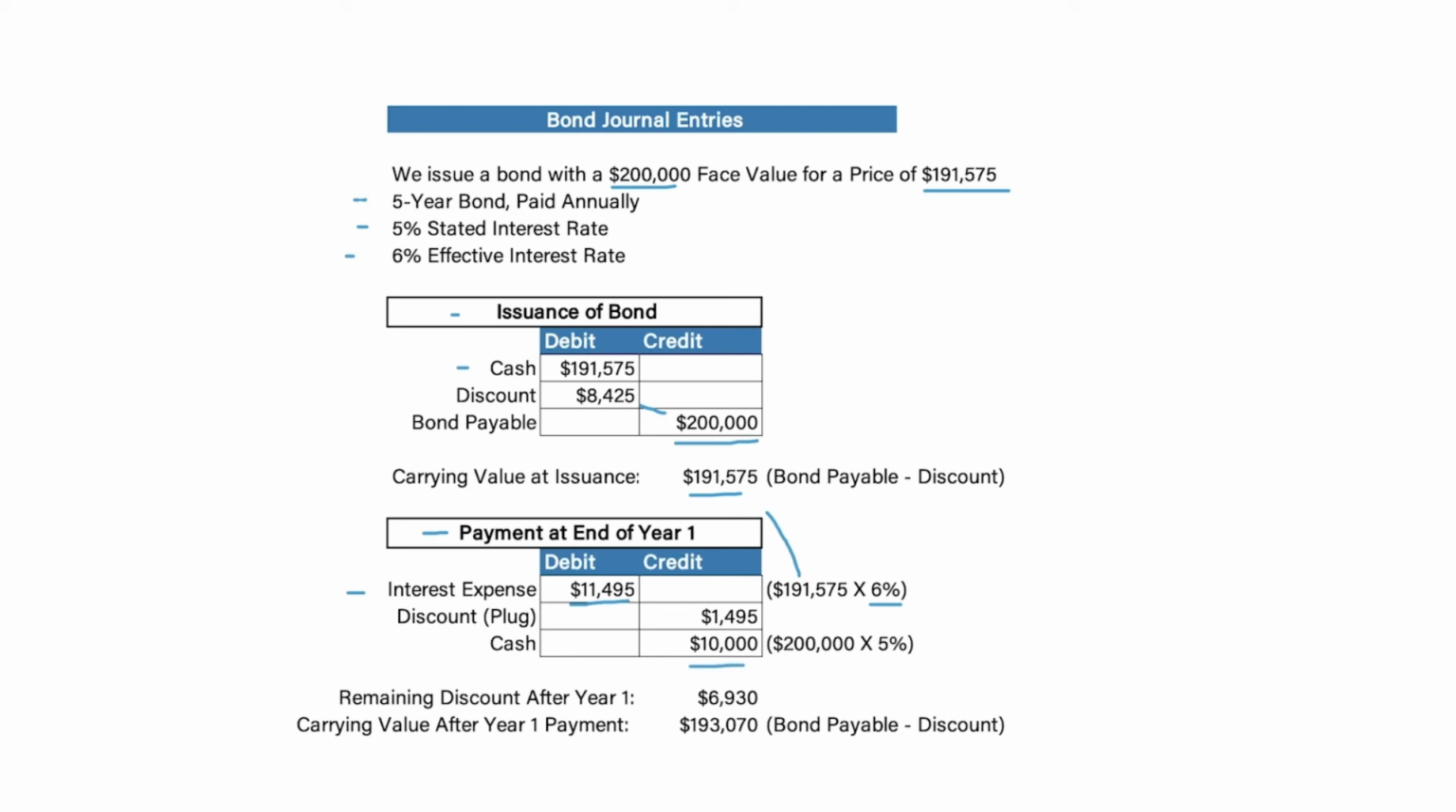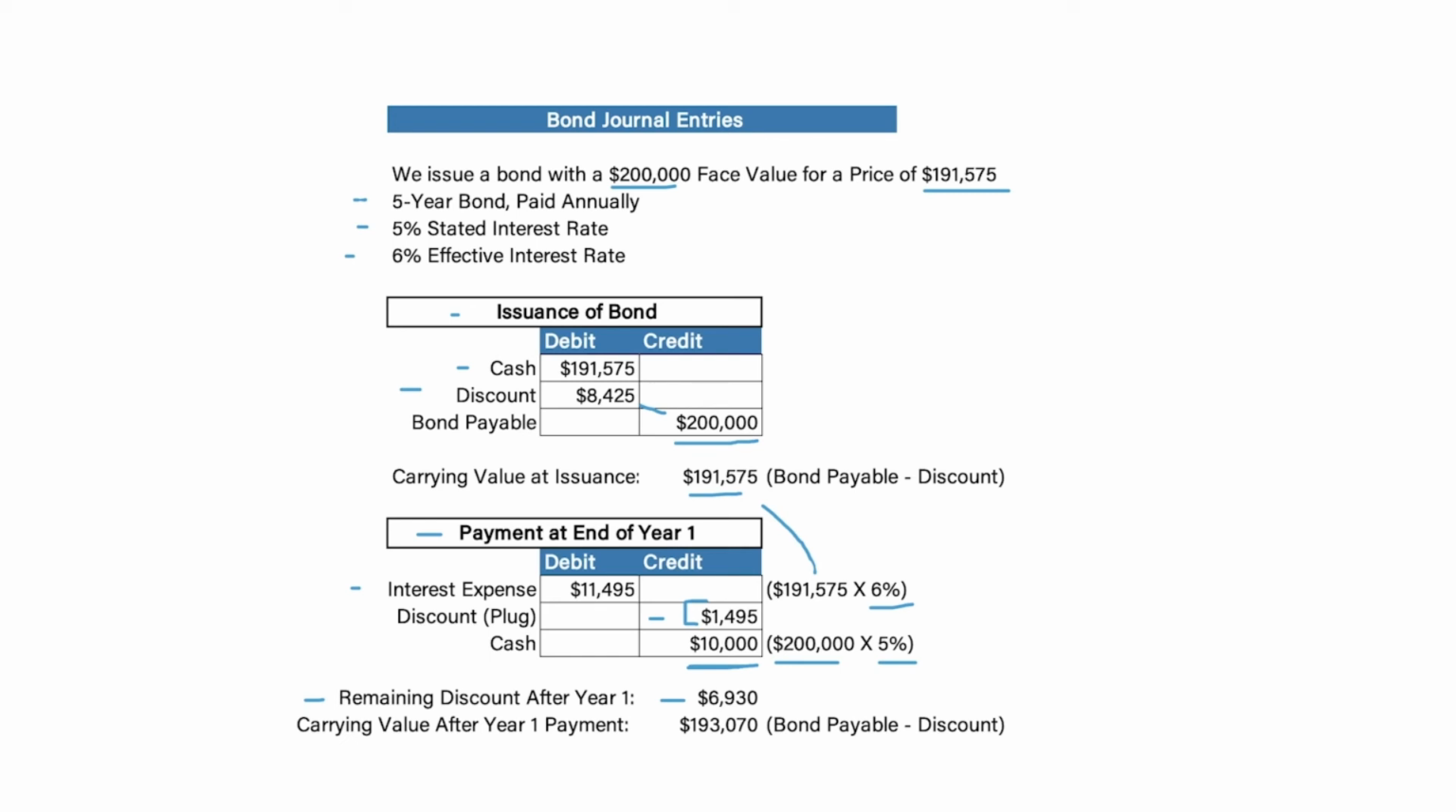We're going to make a cash payment of the stated rate times the face value, and we're going to amortize the discount for the difference between the two. So this number and this number are going to change each year. So we write off this amount of the discount, so then our remaining discount after year 1 is only 6,930. Our discount was initially 8,425, but then we wrote off 1,495. Therefore, the remaining discount after year 1 is this amount.